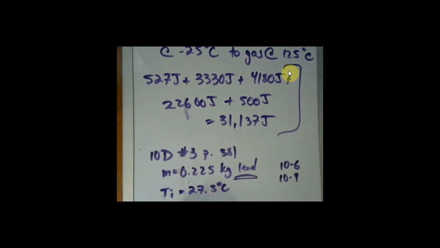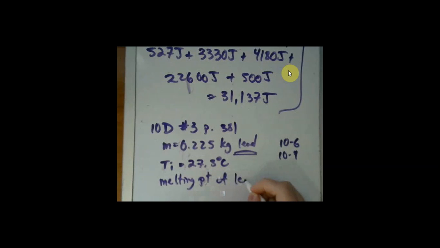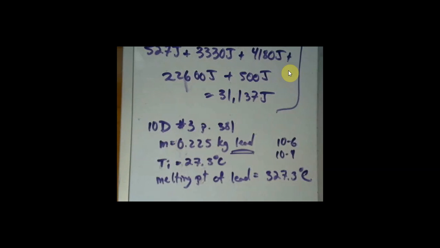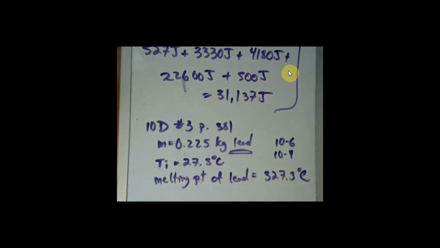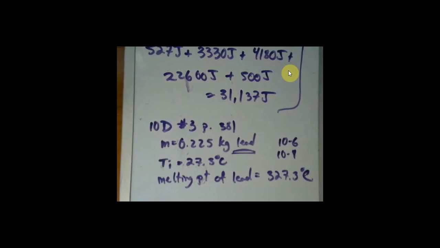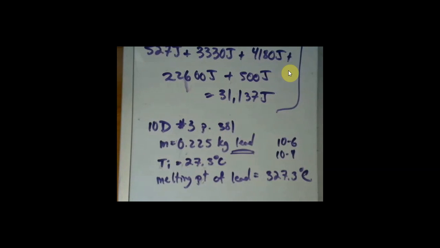If we look on these tables, we have a T initial, 27.3 degrees C. And we would also find out that the melting point of lead equals 327.3 degrees C. So the question's asking us, how much energy is needed to melt 0.225 kilograms of lead so that it can be made into a lead sinker for fishing? The sample has an initial temperature of 27.3 degrees C and is poured in the mold immediately after it has melted.